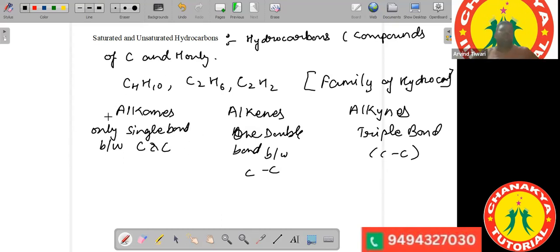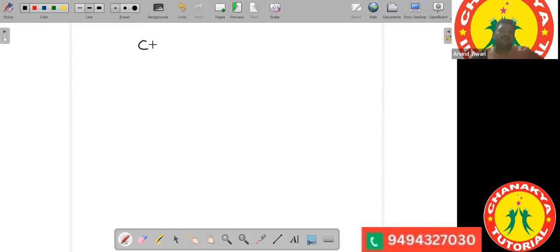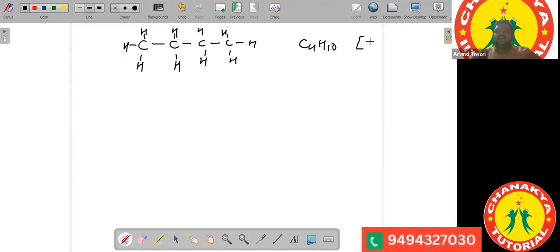For example, if you make the structure of C4H10, there are four carbon atoms. The remaining bonds of these carbon atoms are attached with hydrogen. If you count, you have C4H10. There are just single bonds between carbon and carbon. This is C4H10 and it is an alkane.